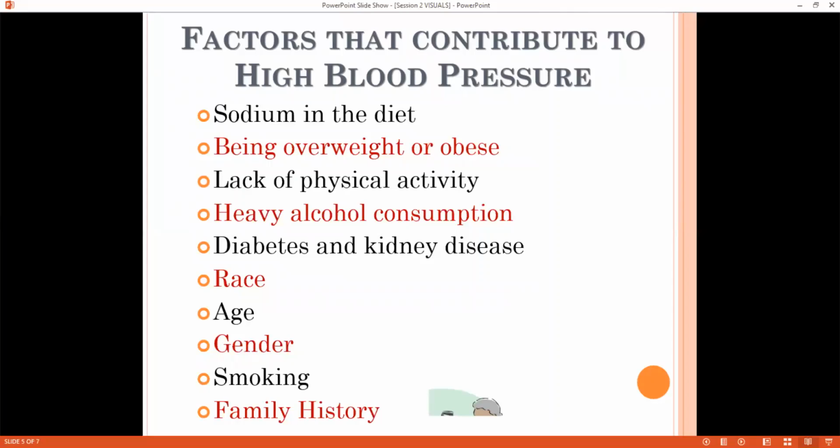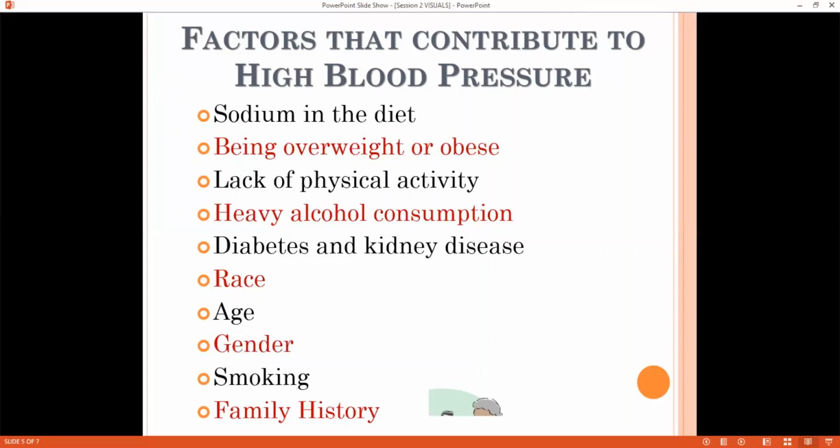Factors that contribute to high blood pressure are sodium in the diet. Most Americans take in more sodium than their bodies need, and too much sodium can increase blood pressure in some people. Your daily intake of sodium should not be more than 2,400 milligrams or about 1 teaspoon of salt.